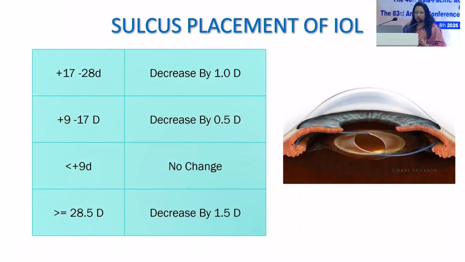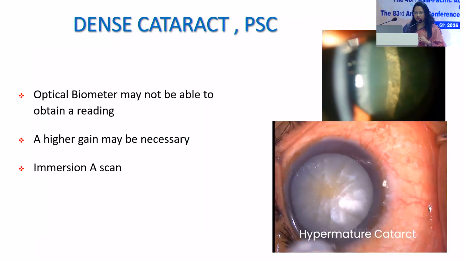Now coming to sulcus placement of IOL, here we need to follow the formula of 9S. Suppose we have axial length between 17 to 28, we need to decrease the IOL power by 1 whenever we are planning to place the IOL in sulcus. Suppose you have a posterior capsular rent and now you are placing the IOL in sulcus, you need to reduce by 1. But if the patient has an IOL power of less than 18 diopters, then you decrease the IOL power by 0.5 if you are planning a sulcus placement of IOL. But if the power is more than 28 diopters, you need to decrease the power by 1.5.